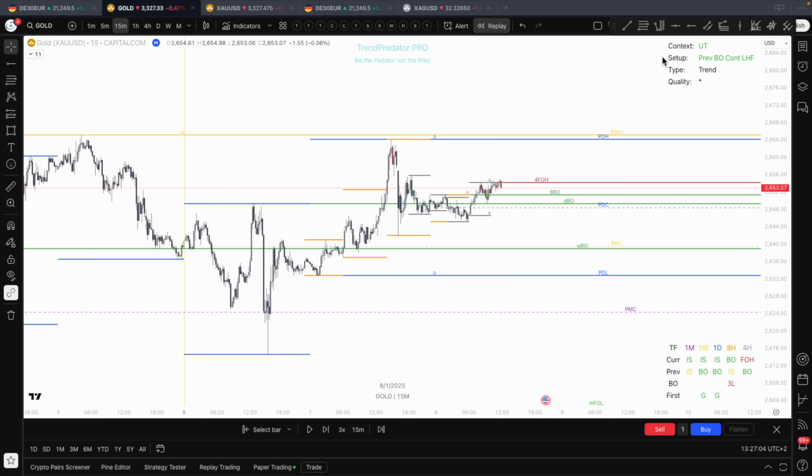If we look at the setup and context table, Trend Predator Pro also reads this bias situation for you, and it already shows you it's a healthy uptrend. That's because all these time frames are bullish, and it also identifies the trade already. So a previous breakout continuation, in this case low-hanging fruit, because we are in an 8-hour breakout.